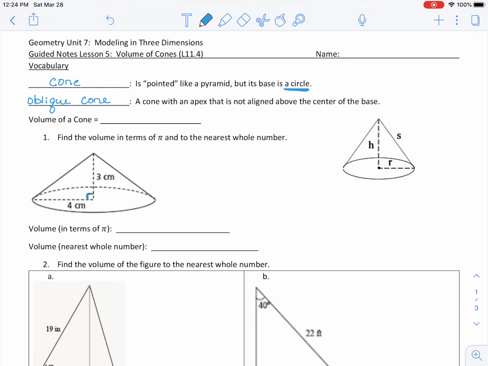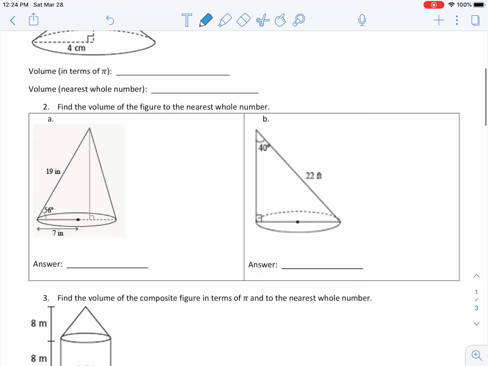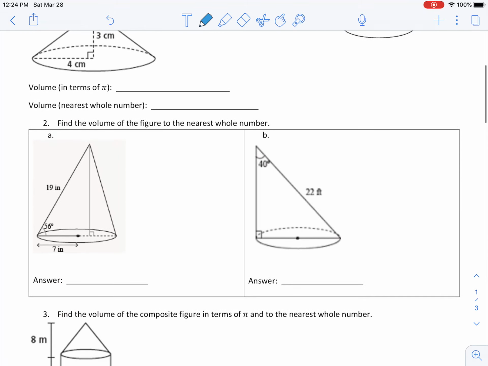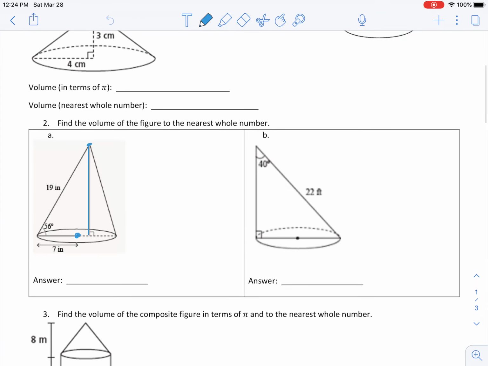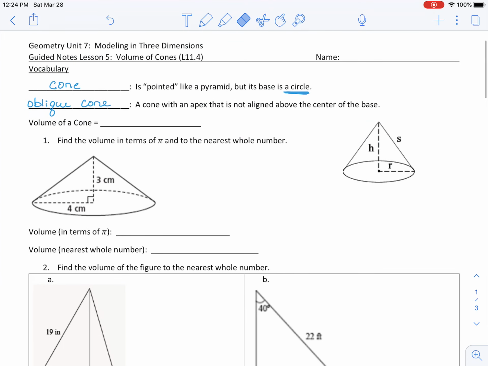So this on example 1 is not oblique because I have a right angle where the apex would intersect the base. So this one is a right cone, not an oblique cone. But if you look at number 2, both of these are oblique cones because the apex is not perpendicularly aligned with the center of the base. So those ones are just a little more complicated when we go to find their area. You'll see in a second when we get there.